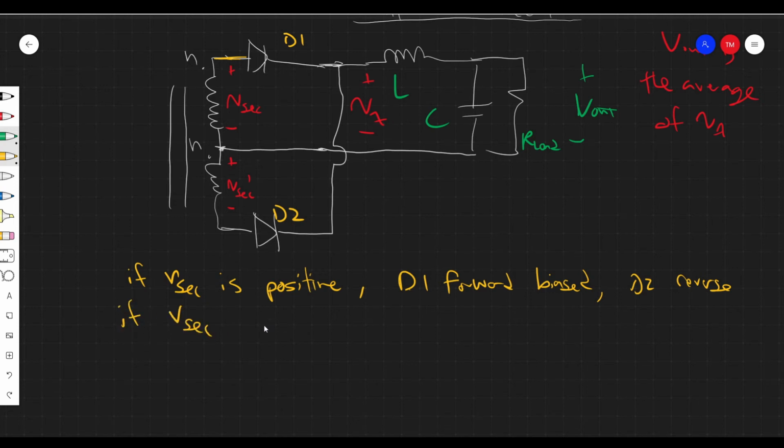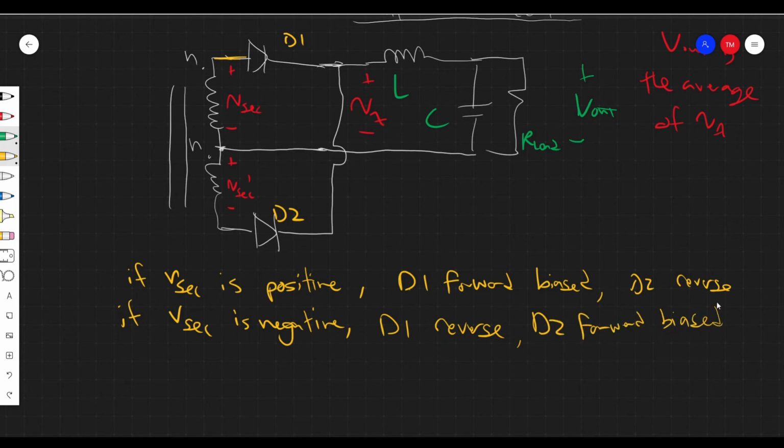If Vsec is negative, on the other hand, well, again, this is kind of Vsec prime. If it's negative, then D1 will be reverse biased, and D2 will be forward biased. And again, you can intuitively think like we're applying a positive voltage to this side of D2, which will tend to forward bias it. And then we're applying a negative voltage to this side of D1, which will reverse bias it.